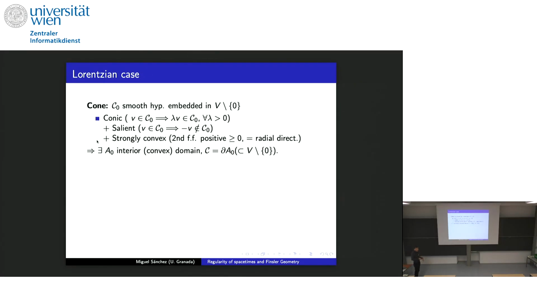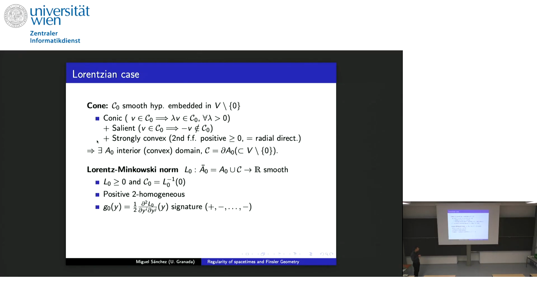If we want to put all these things in the Lorentzian setting, we start with the definition of a cone. A cone is a smooth hypersurface embedded in a slit vector space, which is conic, that is, invariant by positive homotheties, salient, that is, if the vector belongs, minus the vector does not belong, and strongly convex, that is, the second fundamental form is positive definite, except in the radial direction where it is degenerate. Such a cone determines an interior, a convex domain, which is then called the interior of the cone, and it becomes the boundary. And a Lorentz-Minkowski norm is defined in the closure of this interior, that is, the cone and the interior, and is smooth there. It vanishes only on the cone, is positively homogeneous, and now it has a signature, which is Lorentzian, say plus minus minus.